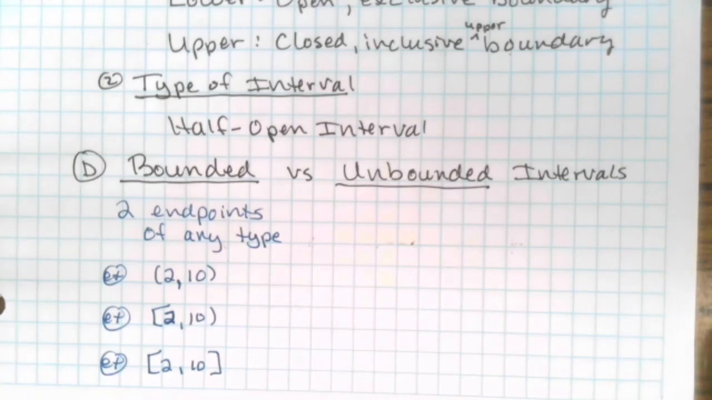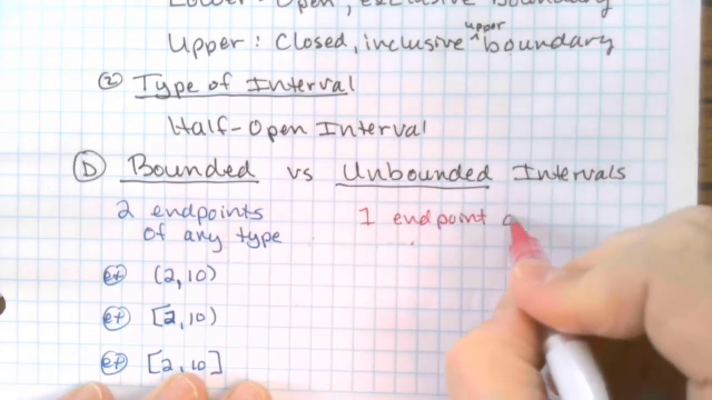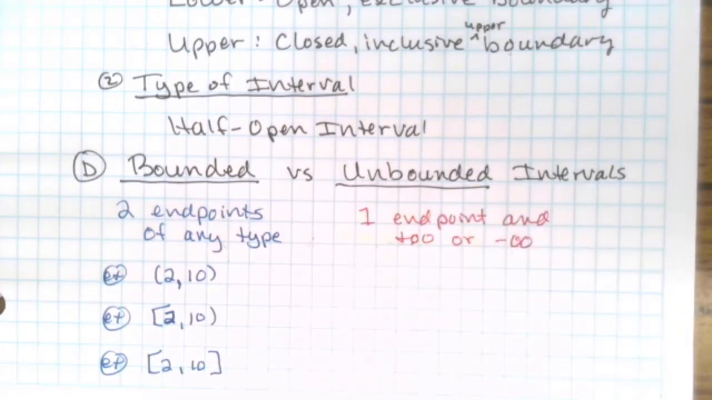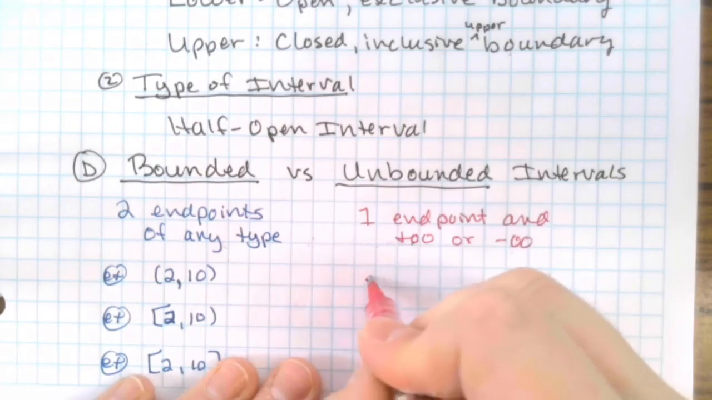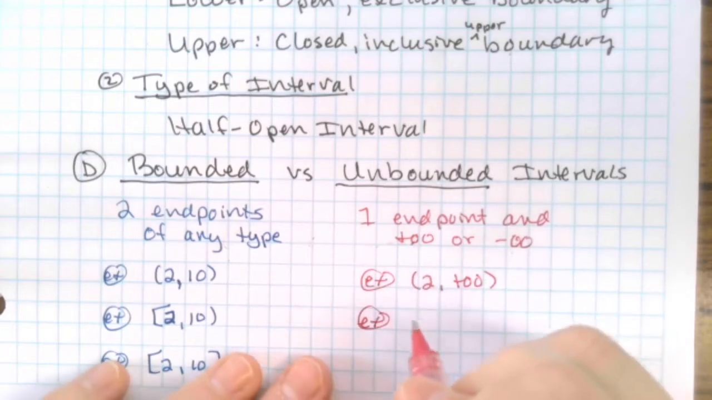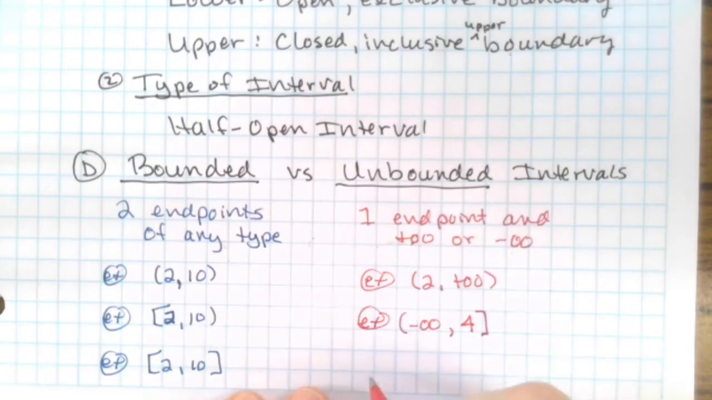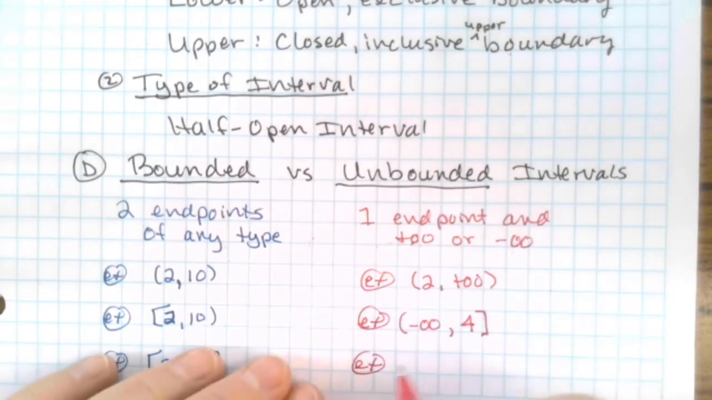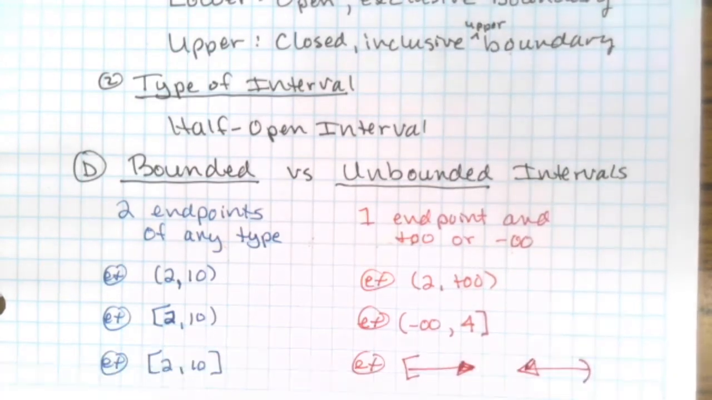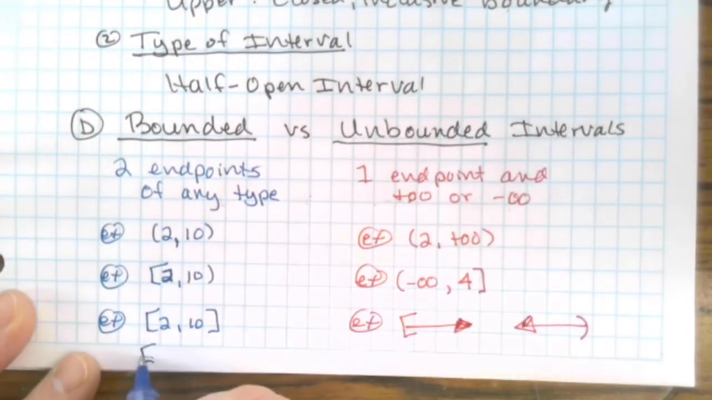Now with unbounded, it only has one endpoint, and the other one is either a positive infinity or a negative infinity, one of the two. So an example of that would be 2 to positive infinity. Another example would be negative infinity up to 4 with a bracket. On the graph, an unbounded interval is one that has an arrow shooting off somewhere, whether it's right or left. Whereas for a bounded interval, the graph will always have brackets on both sides.